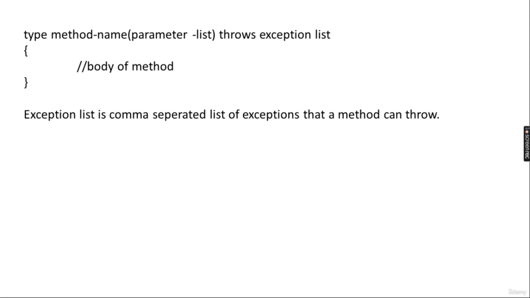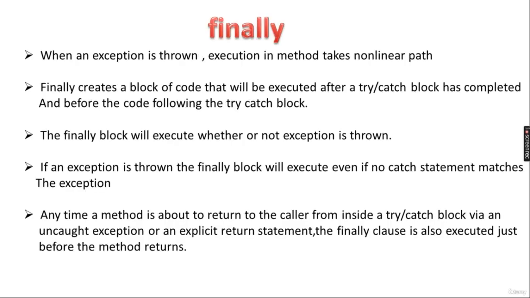Type method name, parameter list, throws exception list, and body of the method. Exception list means which type of exception it is throwing, like ArrayIndexOutOfBoundsException, comma, FileNotFoundException, comma, NullPointerException, comma, etc. Exception list is a comma separated list of exceptions that a method can throw.